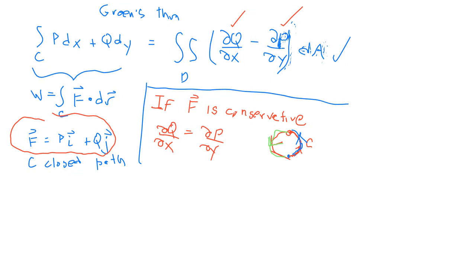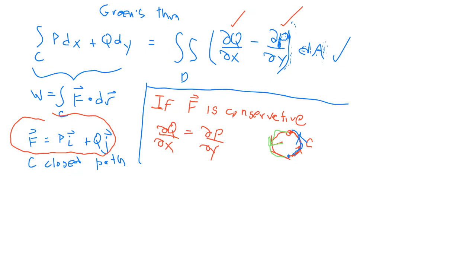So for any closed path in a conservative vector field, what is the net value of the work that the vector field does in moving the particle once around that closed path? That's right, Ellie, 0.